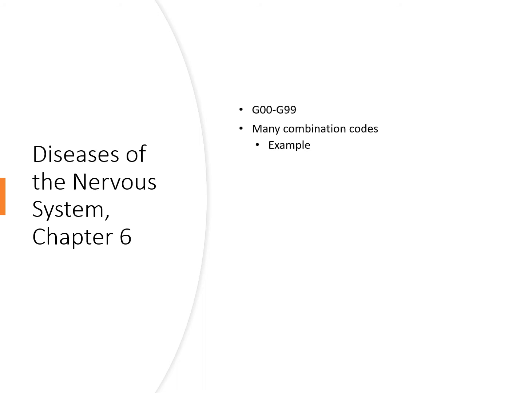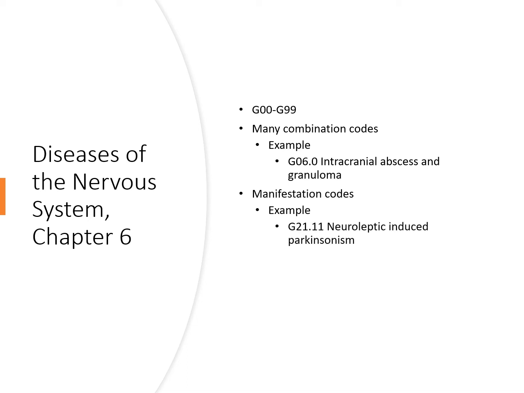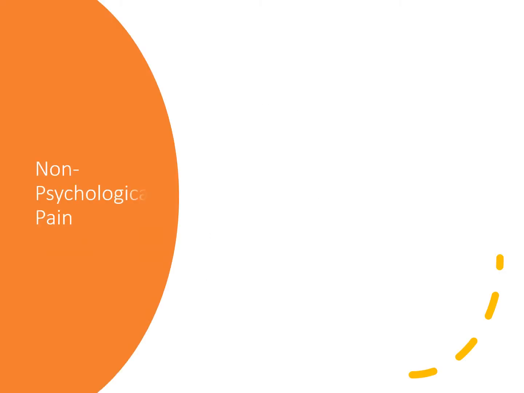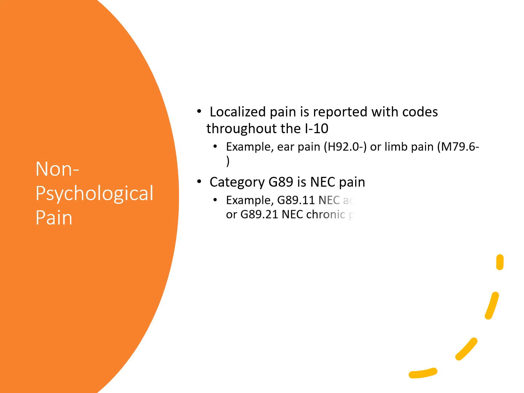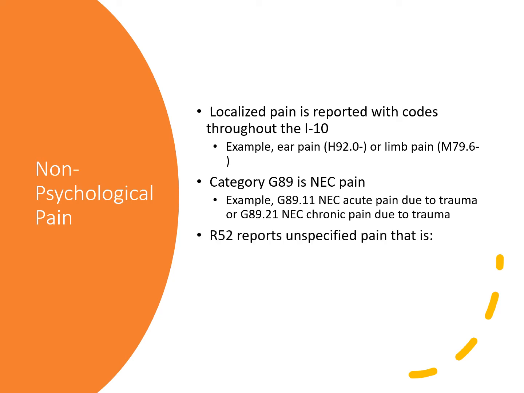We have a lot of combination codes that we need to pay attention to. We have manifestation codes, like, for example, neuroleptic-induced Parkinsonism. We would have to use an additional code for adverse effects. Then non-psychological pain, the localized pain is reported throughout the ICD-10. Like ear pain, for example. We have another example, acute pain due to trauma or chronic pain due to trauma. So acute and chronic are always terms that you want to keep your eye out for.